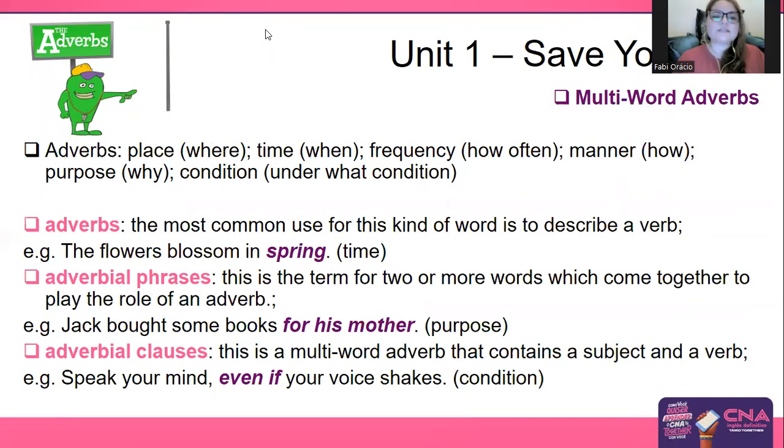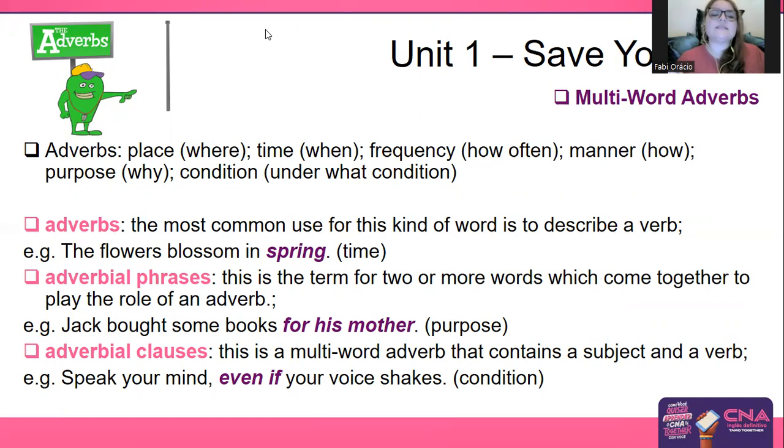The flowers blossom in spring. Here we're talking about an adverb of time that answers when. Adverbial phrases. This is the term for two or more words which come together to play the role of an adverb. They are in bold and purple. Jack bought some books for his mother. So this was the purpose.